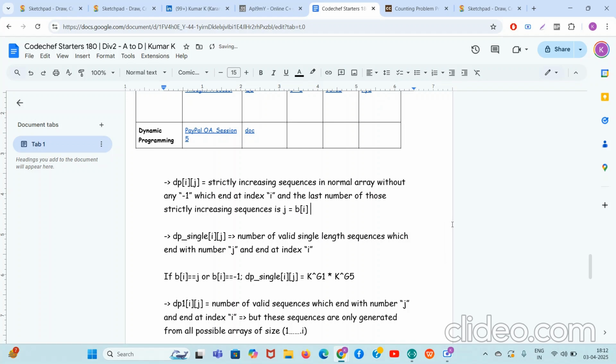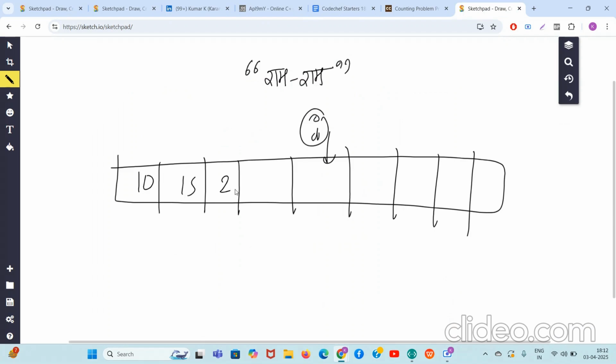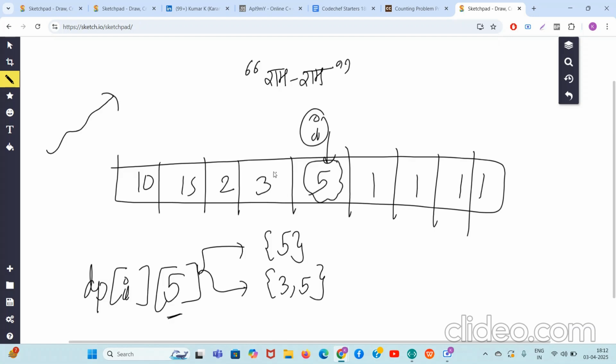Okay, so guys, I will try to show you something. So what will be dp[i][i]? dp[i][i] means all the sequences which are strictly increasing and the last number is 5. So one is what? Only take 5 as the sequence, right? Another option is 3 comma 5, right? 3 comma 5.